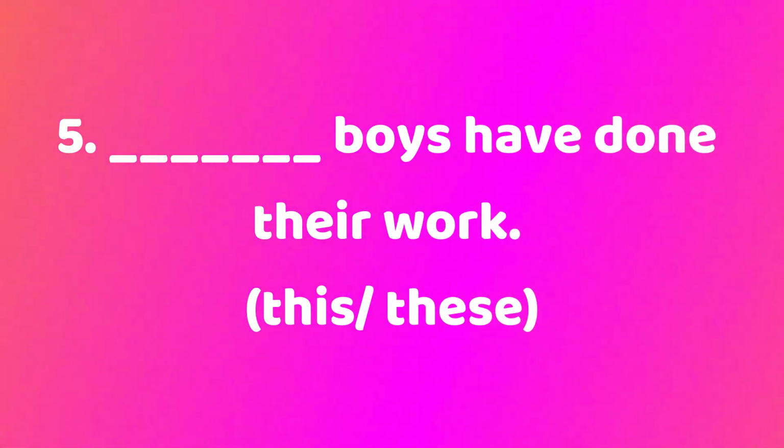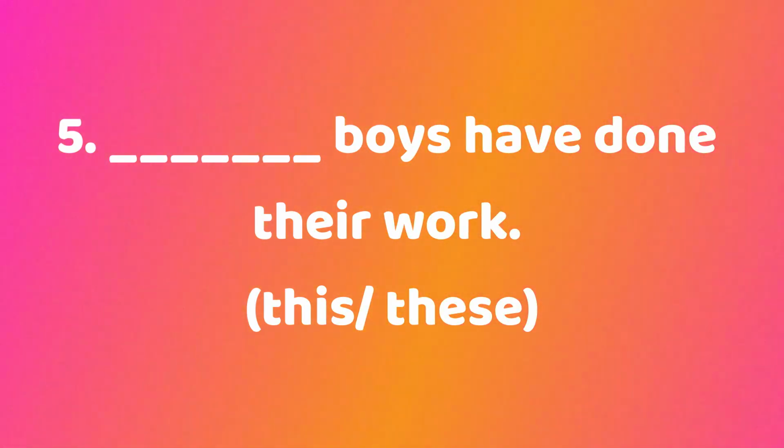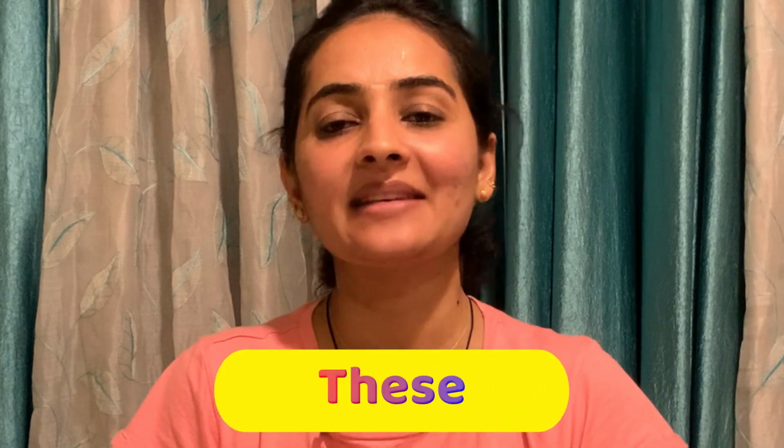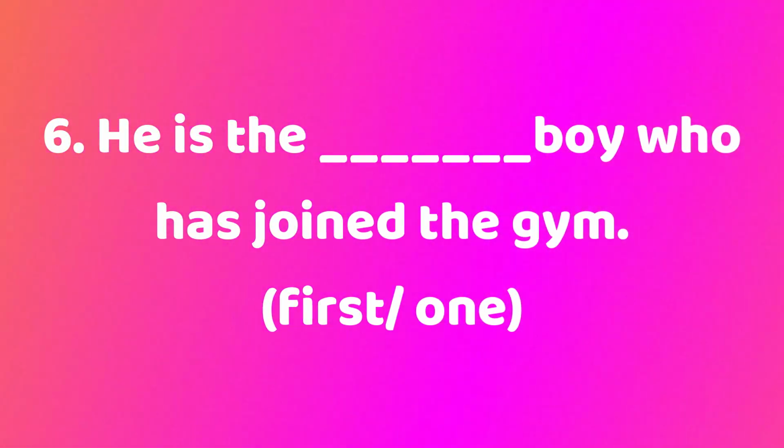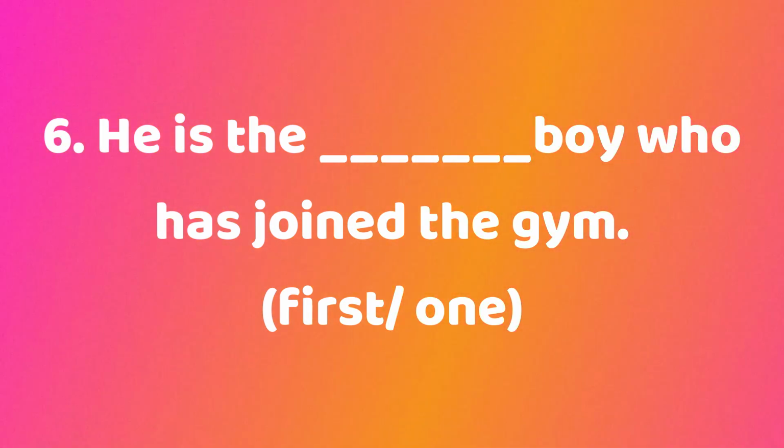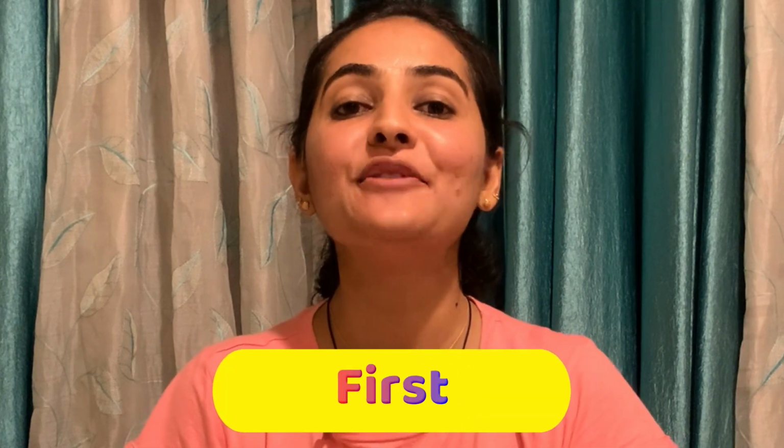Of course, that. Dash boys have done their work. This or these? That's clear enough because it's boys. So we'll say these because these is used in case of plurals. To understand more about the topic of demonstratives, please refer my video on this, that, those and these. The next sentence on the screen is, he is the dash boy who has joined the gym. First or one? So we always use ordinals when we have the. So he is the first boy who has joined the gym.